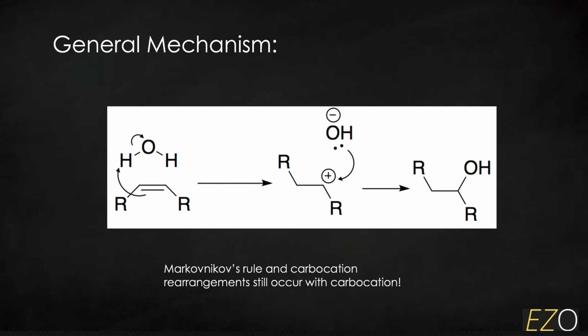So this is the general mechanism for the hydration reaction. And as you can see, the electrons from the double bond will attack the hydrogen on water, which will then displace electrons from the bond into the oxygen, and will leave you with a hydroxy group. Now what you're left with is a carbocation in its most stable form.